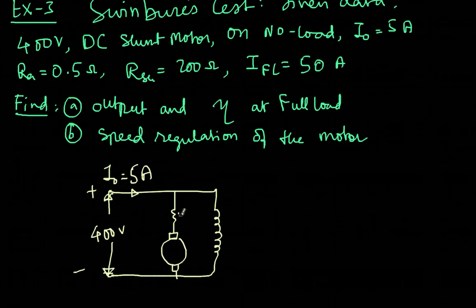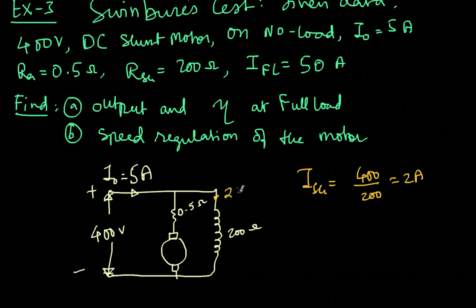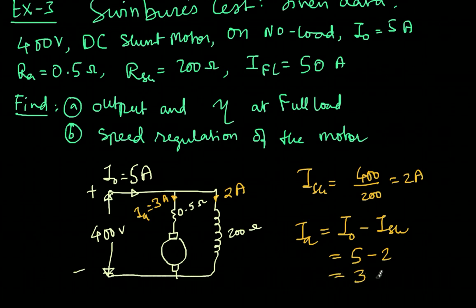Meanwhile, RA is 0.5 ohms and RSH is 200 ohms. From this, I can right away calculate the shunt field current. That will be nothing but 400 divided by 200, as voltage divided by resistance gives the current. That is 2 amperes. So 2 amperes is flowing here, out of 5. The remaining 3 amperes will obviously flow in the armature. This is IA, so the armature current is 3 amperes. I naught minus ISH is 5 minus 2, which is 3 amperes.